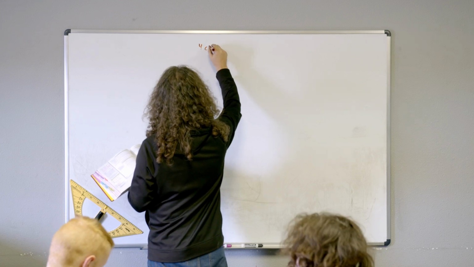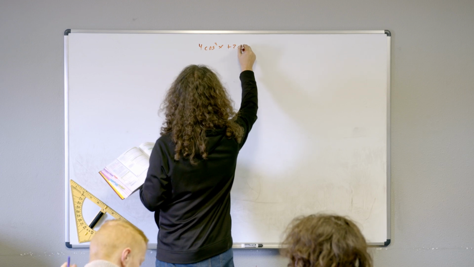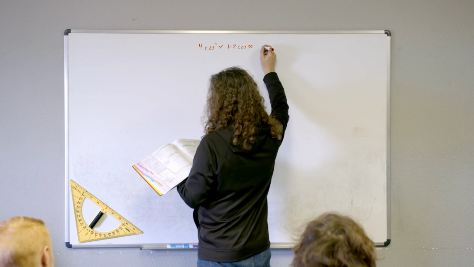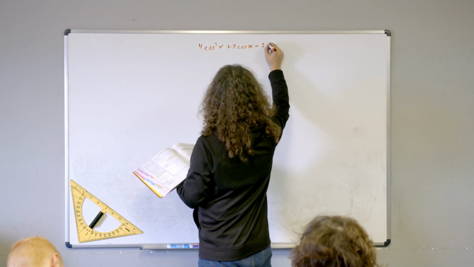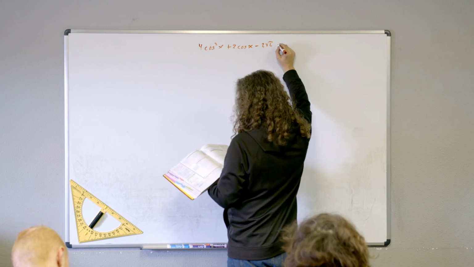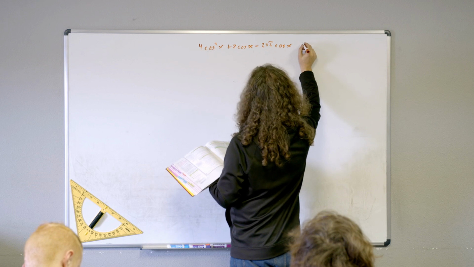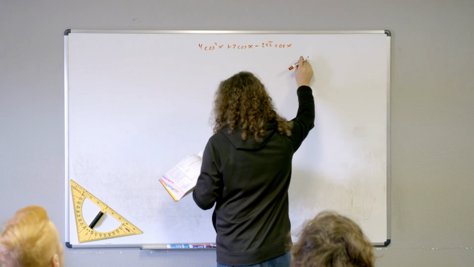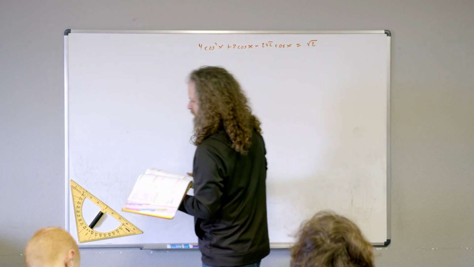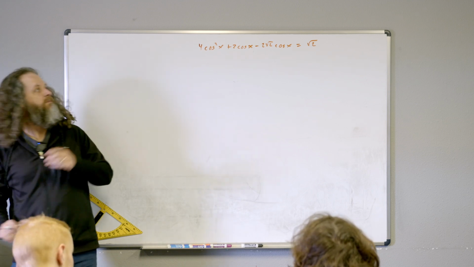4 cosine squared x plus 2 cosine x minus 2 times the square root of 2 cosine x, right? Oh, interesting. This is not going to be solved the way I thought it was. It's going to be kind of easier than what I thought. Can we factor out the cosine? I think that's a great idea. I thought we were going to have to factor a trinomial, but we're not.